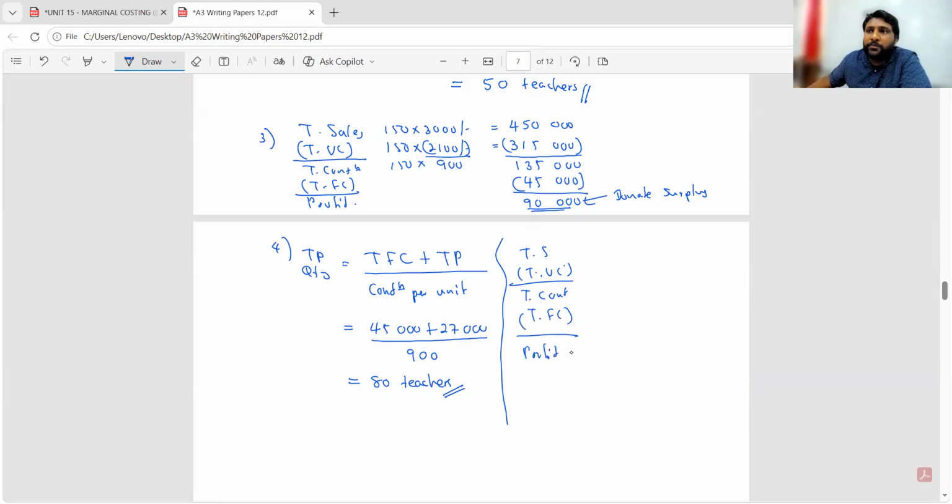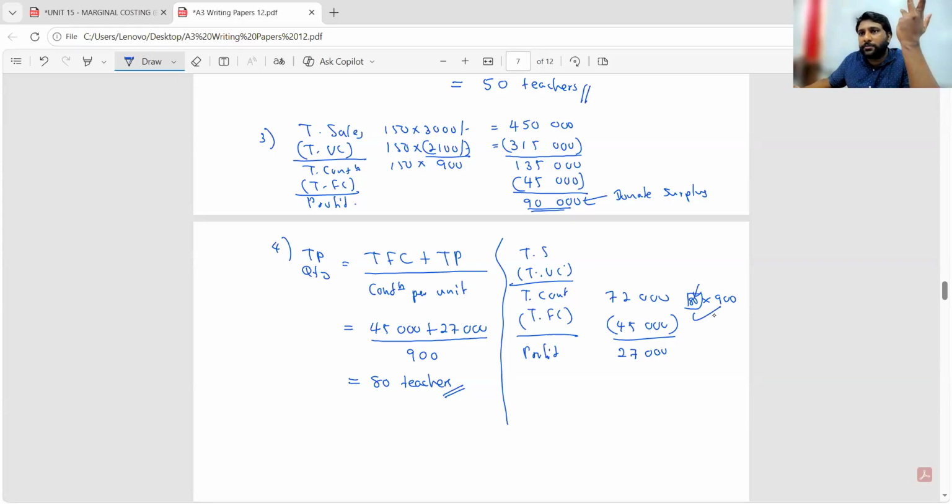Yes or no? How much is the profit that you are planning to hit? 27,000. Fixed cost, you know, 45,000 is there. Then how much should be the total contribution, people? Put a reverse. 72,000. Okay. From each teacher, how much is the contribution that you are getting? 900. Then for you to get 72,000, how many teachers should participate? 80.